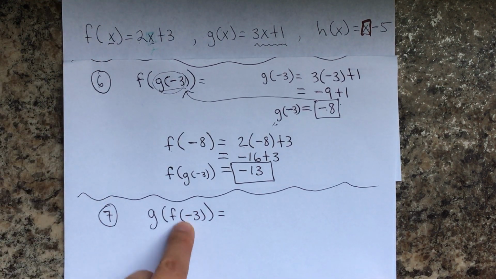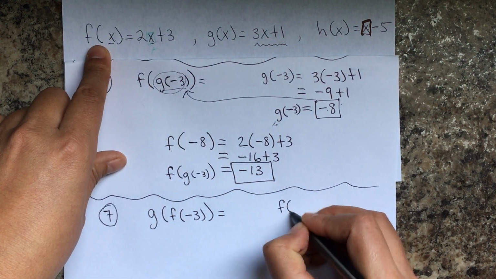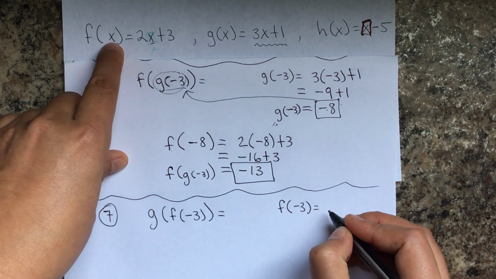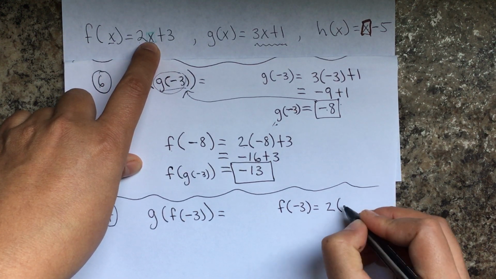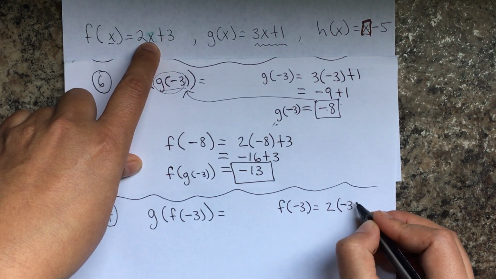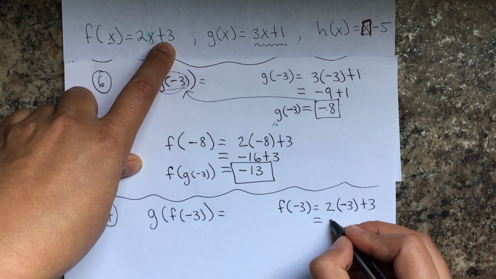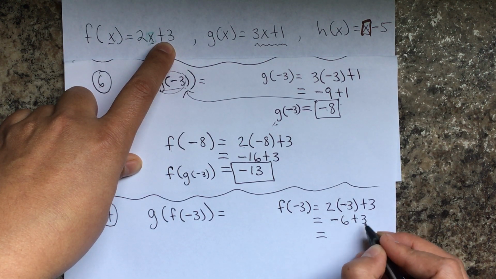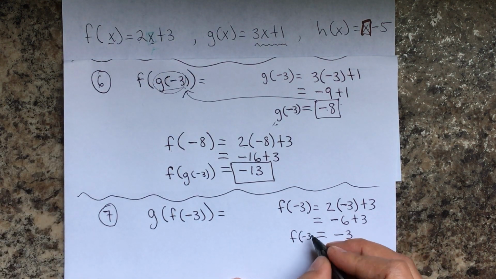This means start first by replacing this value in the function of f. Okay, so I get f of, instead of x, I'm going to put f of -3. And if I put -3 in this x, it's going to be 2 is the same. -3 is the one that we replace. +3. We multiply 2 times -3 is -6 +3. And so -6 +3 is -3. So that's for f of -3.